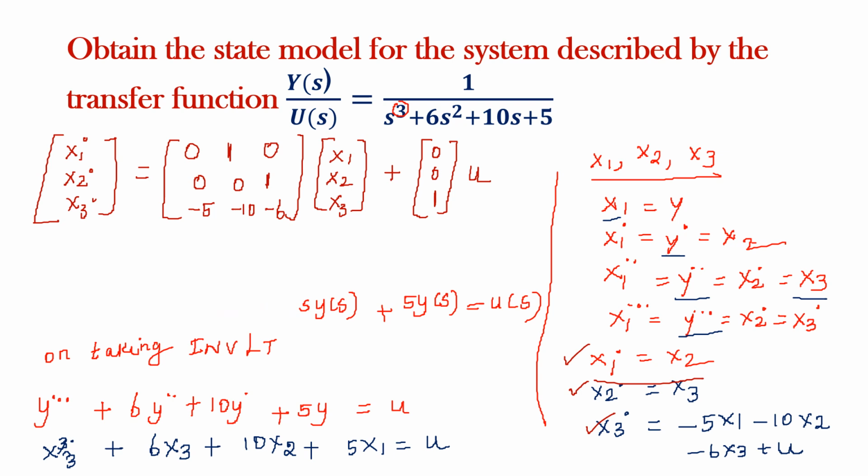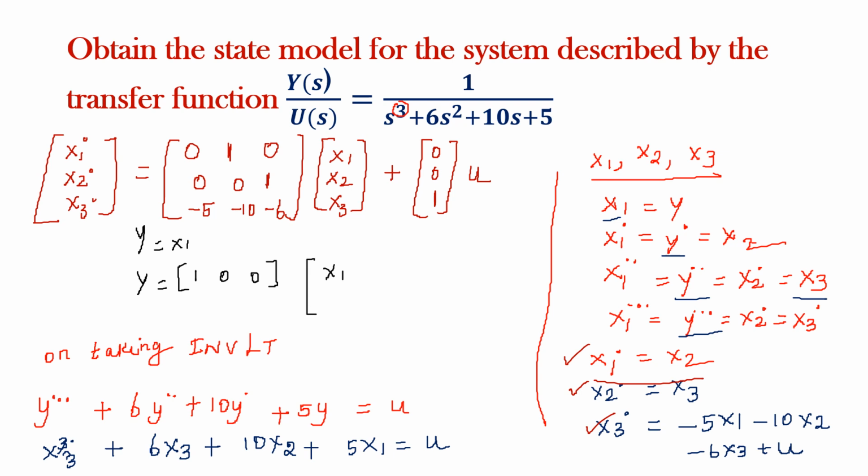After finishing the state equation, we have to find the output equation. So what is the output equation? Y is equal to x1. How to write this in matrix form? In the x1 position you put 1. The remaining variables are set to 0. And here write x1, x2, x3. In this way we have derived the state model from the transfer function.